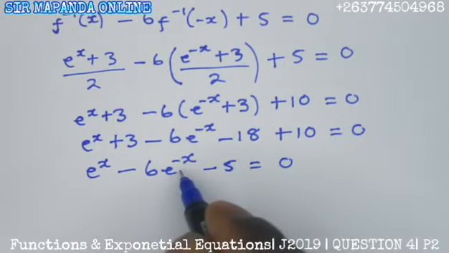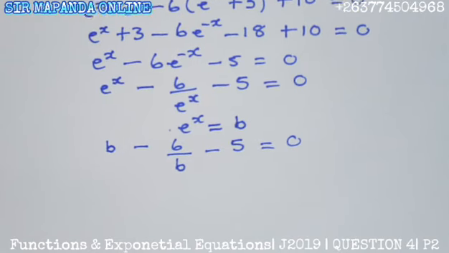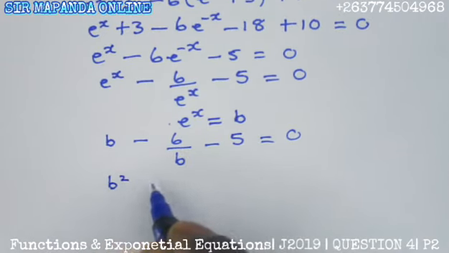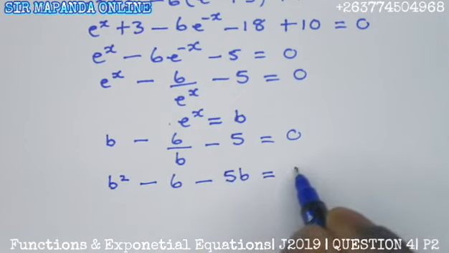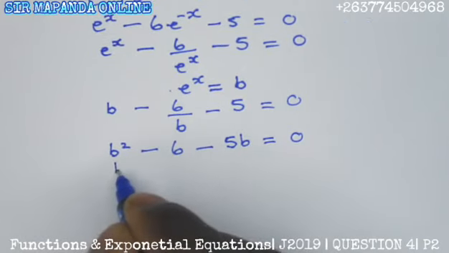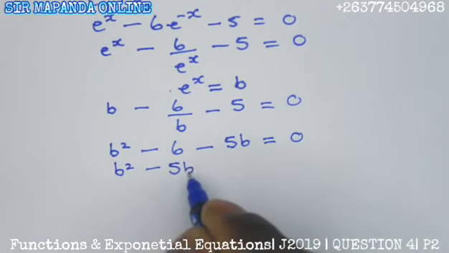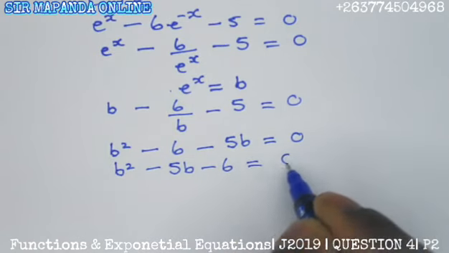Right. You can notice that we can represent e to the power of x with a letter like b, so that we formulate a quadratic equation. So you get b minus 6 over b minus 5 is equals to 0. Multiply both sides by b. You get b squared minus 6 minus 5b is equals to 0. So b squared minus 5b minus 6 is equals to 0.